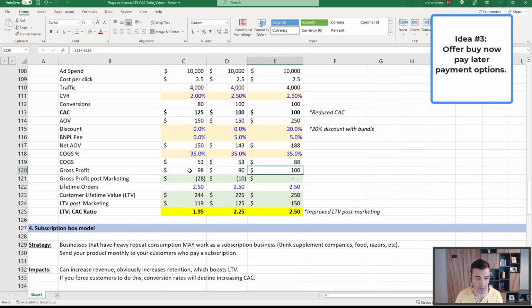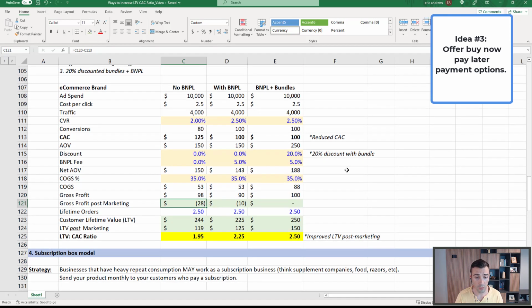So this is all pretty similar. Now let's look at our profit minus marketing, so gross profit after marketing. In scenario 1, we actually lost $28 because the CAC was higher. In scenario 2, we actually lost $10. And in scenario 3, we actually broke even on the first order.